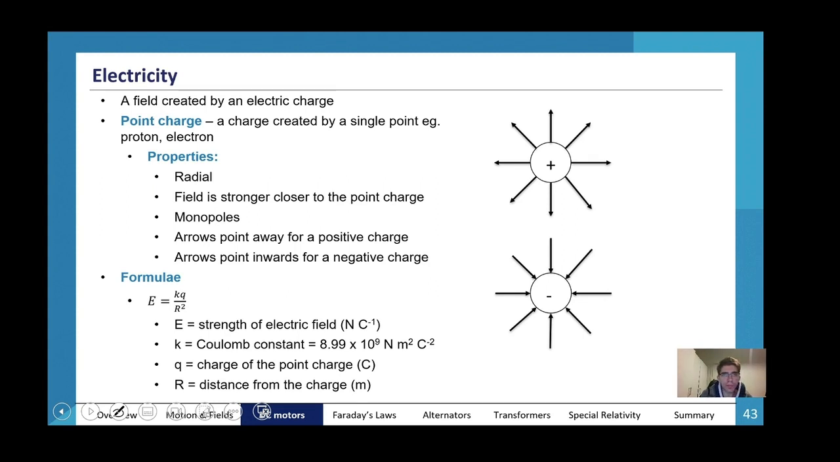The properties of the point charge are that it is radial, the field is stronger closer towards the point charge, it is made up of monopoles, and the arrows point away for a positive charge, or the arrows point inwards for a negative charge.